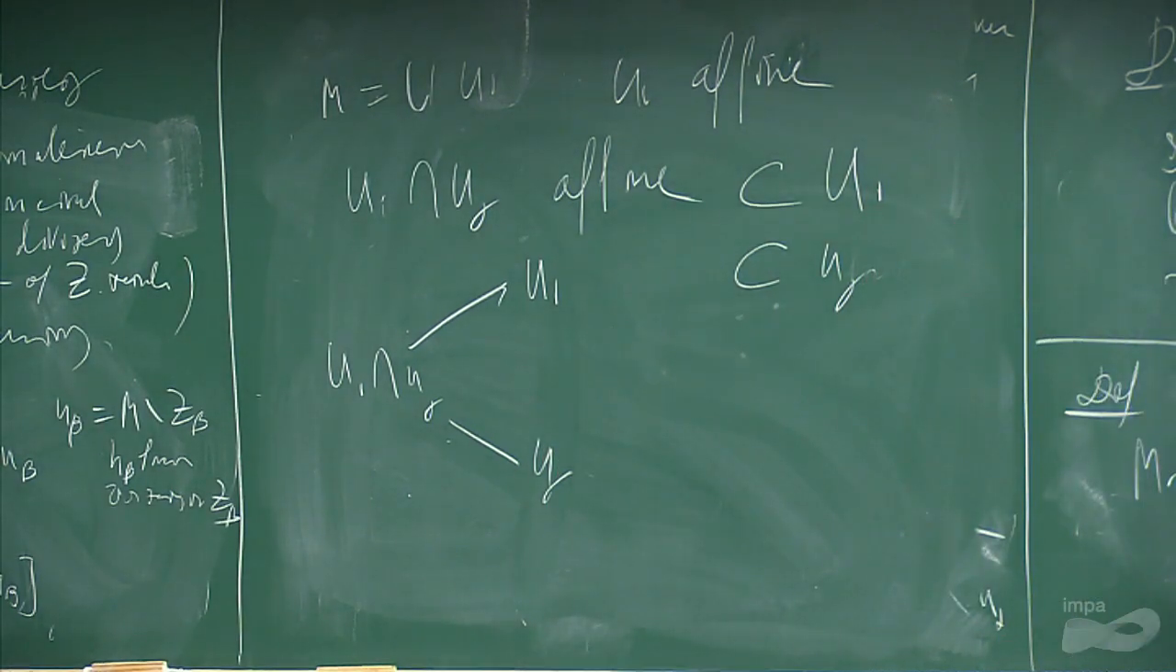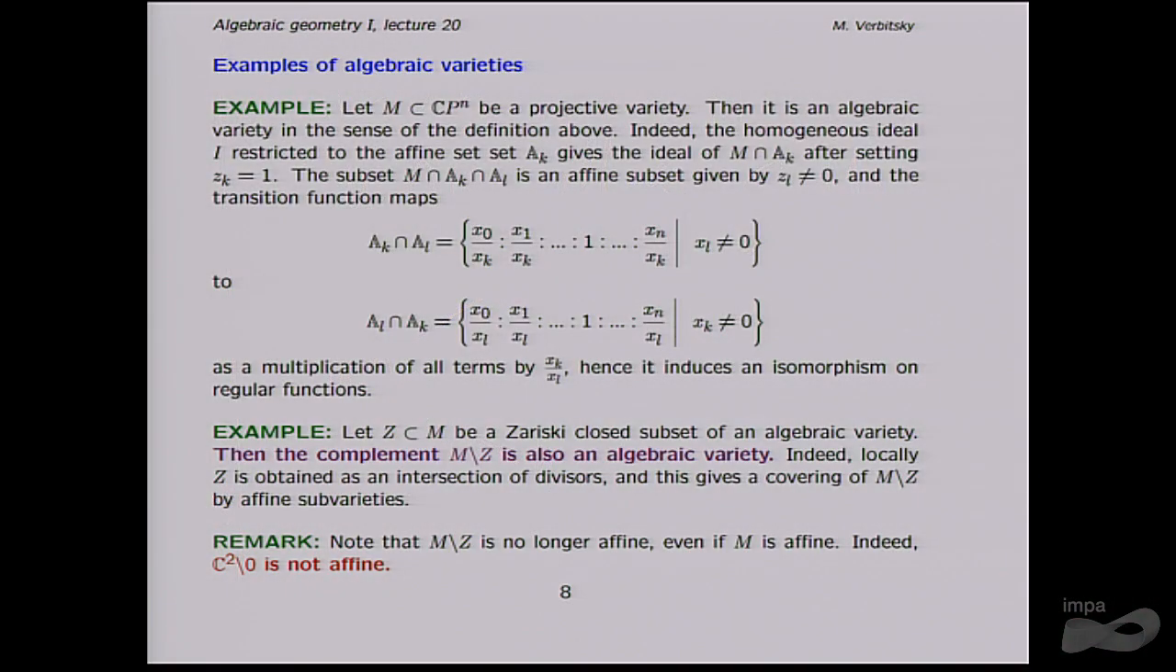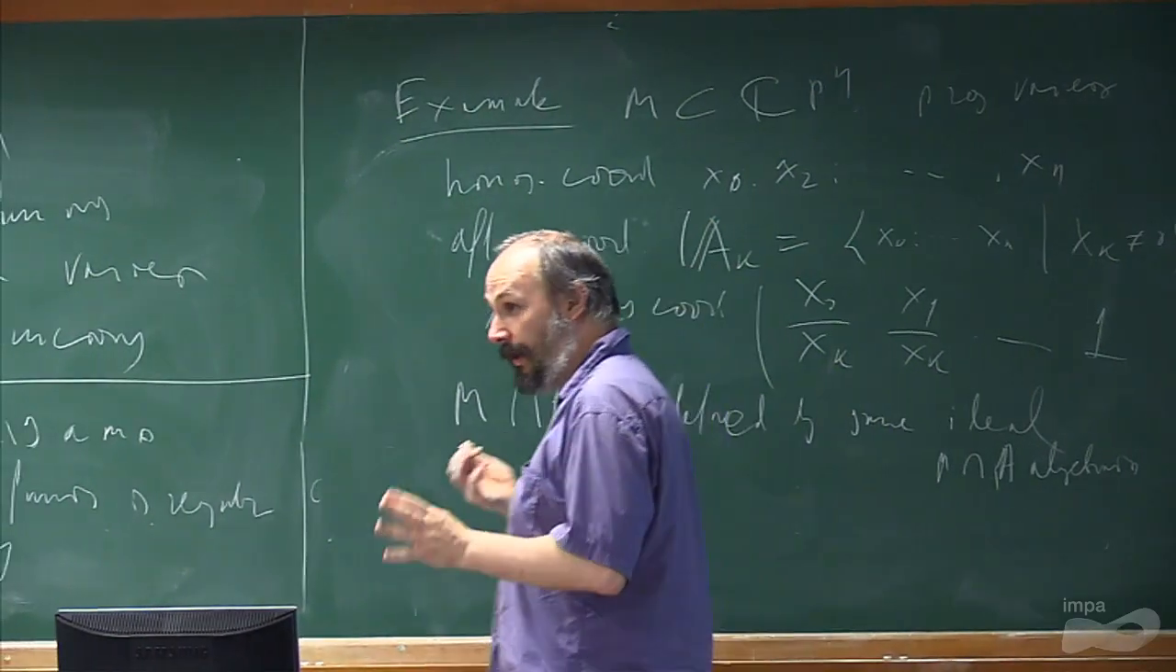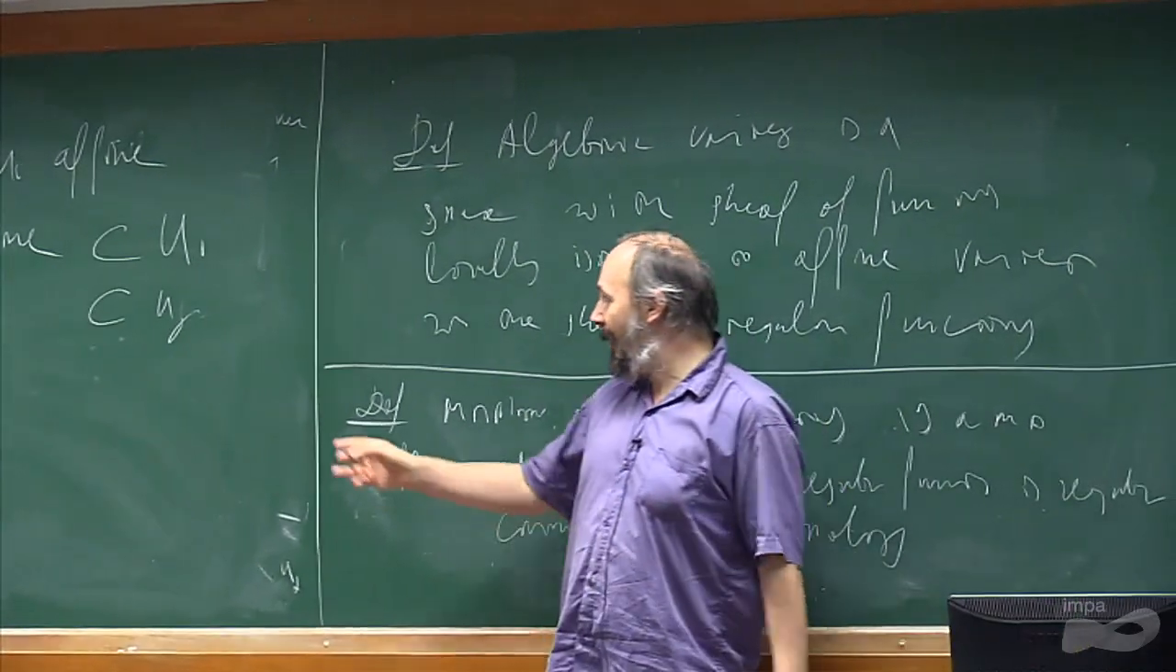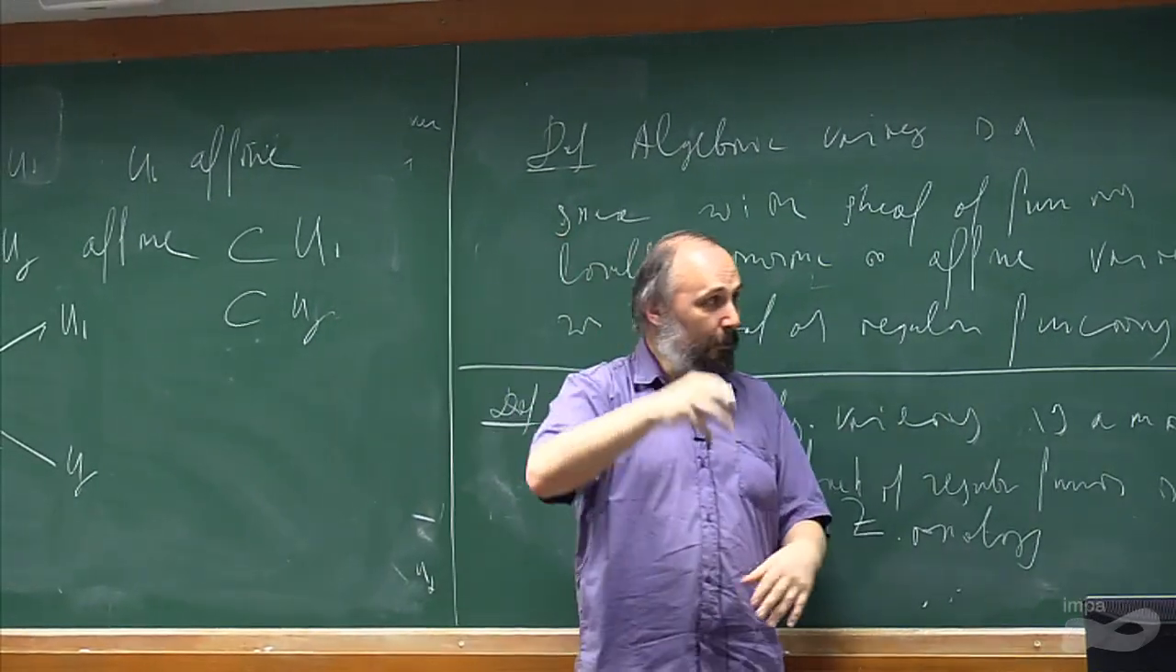Like for smooth manifolds, if you have a smooth manifold, you have to agree that your charts on intersections give you smooth transition functions. Here we have to check that the transition functions are algebraic, are polynomial. This is the only thing we need to check to prove that something is an affine variety. Just use chart analysis, gluing, and so on.